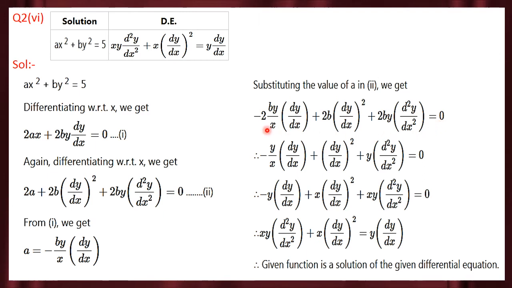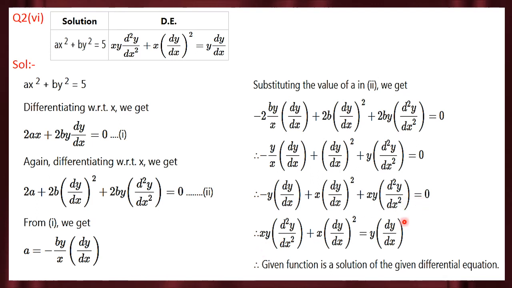Now 2b is common in all these terms, so taken out and divided on both sides, then 2b is cancelled. So the equation will become minus y by x into dy by dx plus dy by dx the whole square plus y into d square y by dx square is equal to 0. So minus y, and again x is there in the denominator, so we will multiply throughout by x. Then it is minus y into dy by dx plus x into dy by dx the whole square plus xy into d square y by dx square is equal to 0.